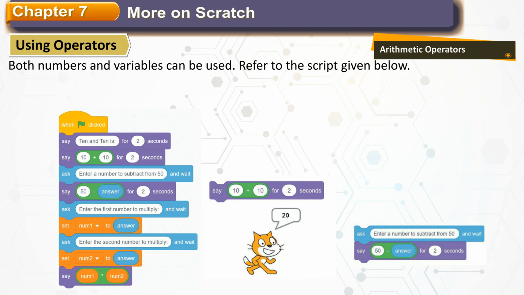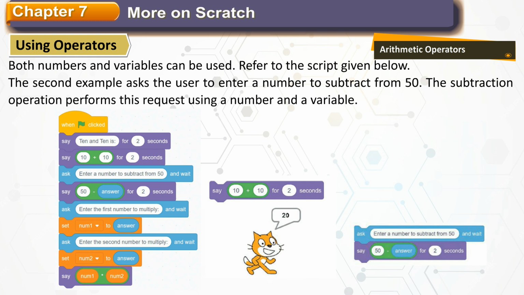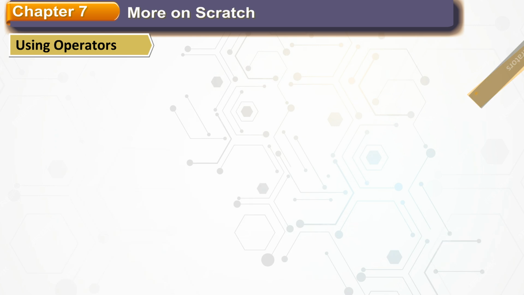Refer to the script given below. The second example asks the user to enter a number to subtract from 50. The subtraction operation performs this request using a number and a variable.